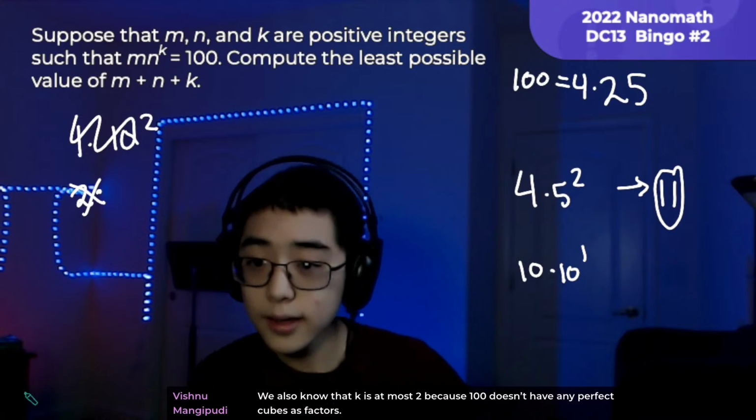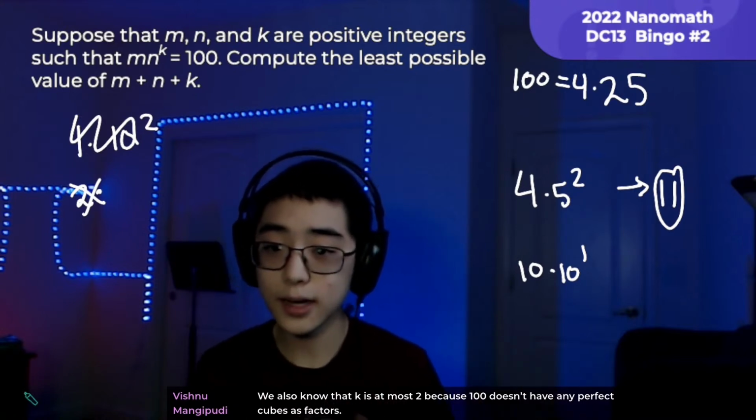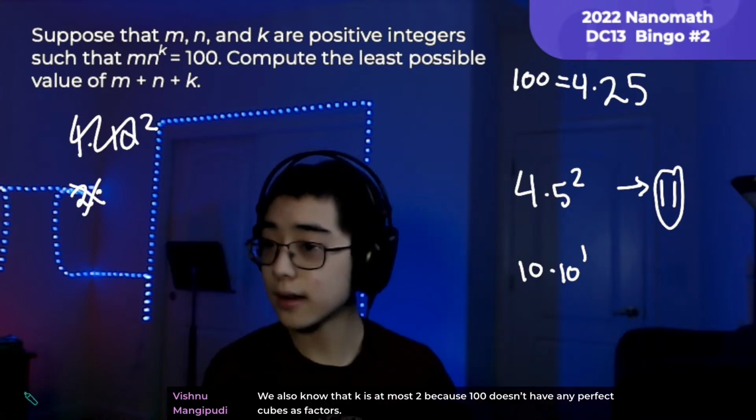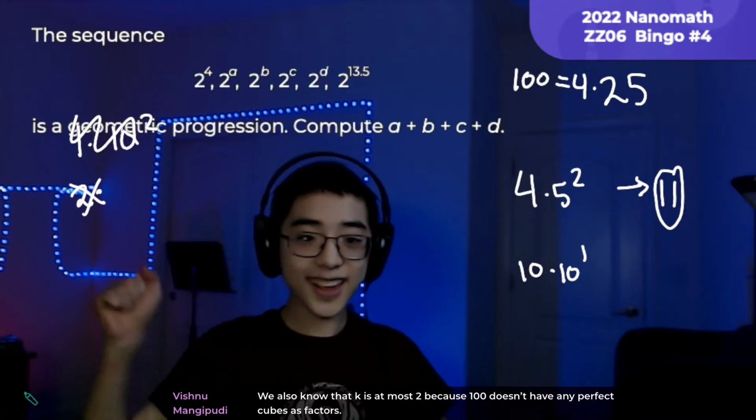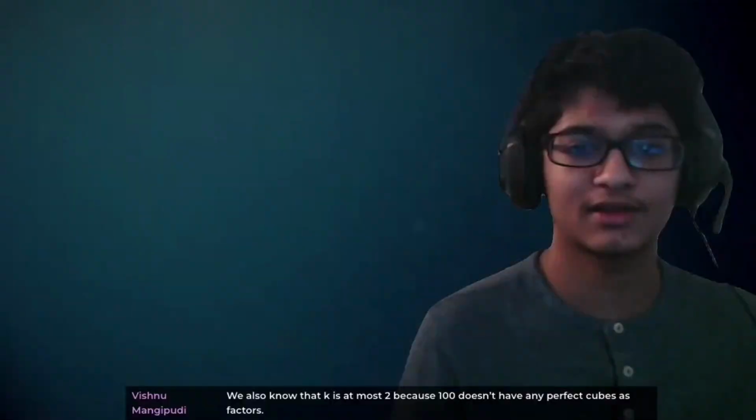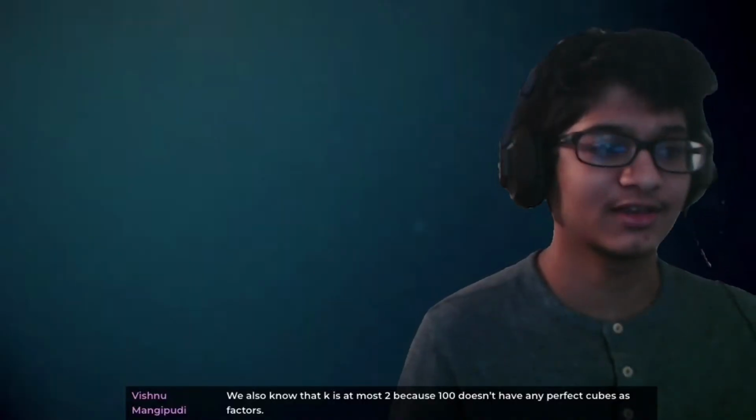Because, oh yeah, k should be at most 2 because 100 doesn't have any perfect cubes. That's right. And it turns out it is 11. Yay! Okay, so I guess I would be next.